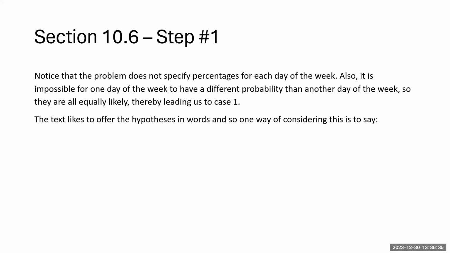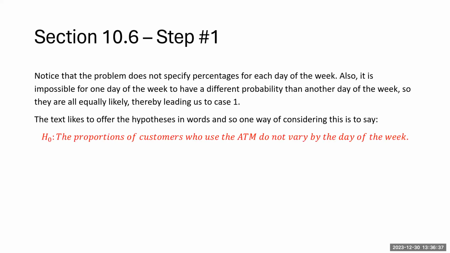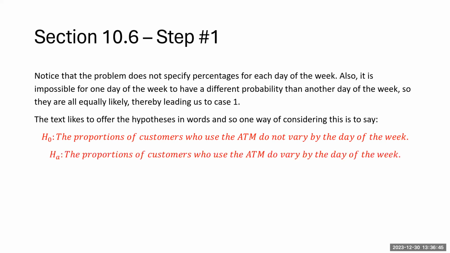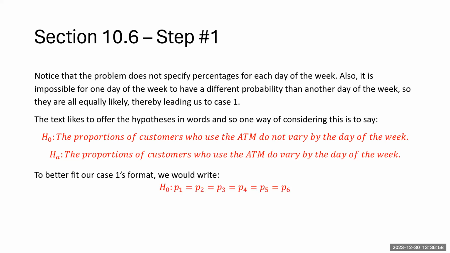So the text likes to offer the hypothesis in words. One way of considering this is to say the following. The proportions of customers who use the ATM do not vary by the day of the week. And the alternative would be the proportions of customers who use the ATM do vary by the day of the week, okay? Now, to better fit case one's format, what would be a little bit more preferred would be the following.